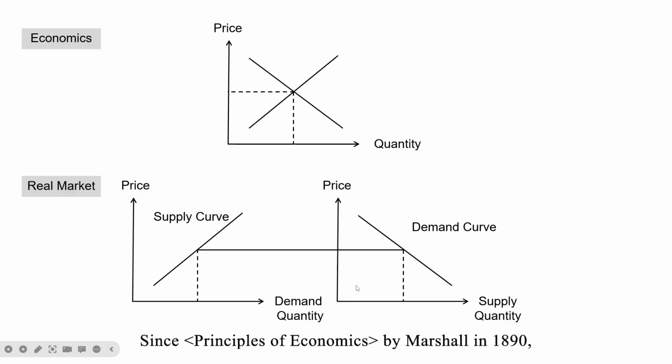world. Since Principles of Economics by Marshall in 1890, demand-supply equilibrium is the first lesson of economics. Yet the real market is always volatile, as demand and supply are always in disequilibrium. Description of demand-supply equilibrium omits market information. How to describe the disequilibrium? Just separate the demand curve and the supply curve.